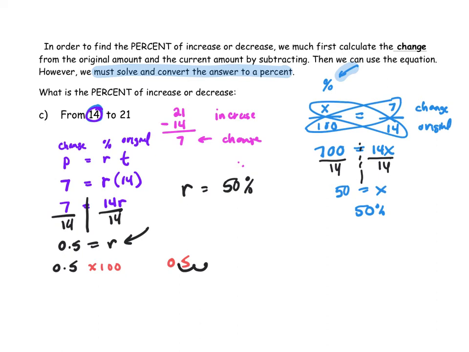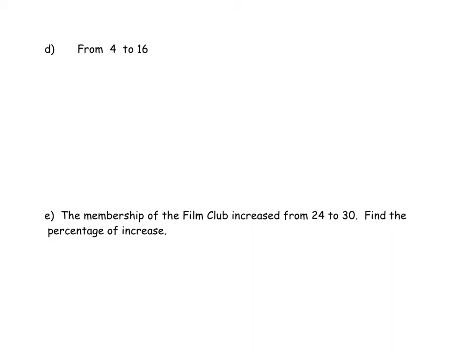Let's practice another one. So this is example D, and we're going from 4 to 16. So 4 is the original, and we're moving to 16. So we can see right away that this is an increase, okay? And furthermore, if we take the new and subtract the original, we're going to get 12, and it's positive 12, so we are moving upward, so that's an increase.